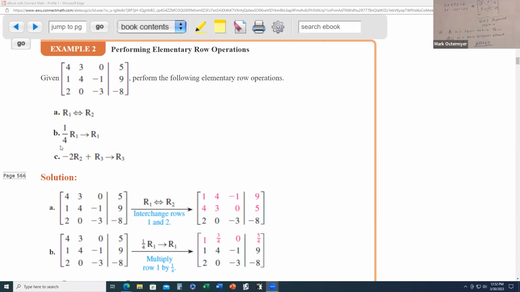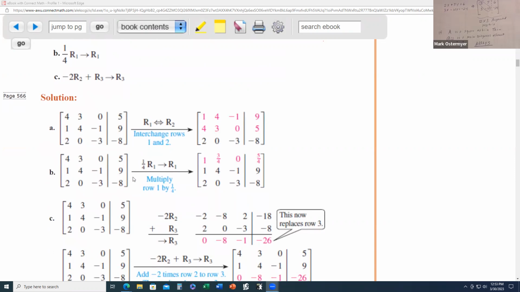All right, what does the second elementary row operation say we need to perform on this matrix? We need to multiply row 1 by a non-zero constant in the form of 1/4. And then we're using that product of that row and that constant to produce a new equivalent row 1.